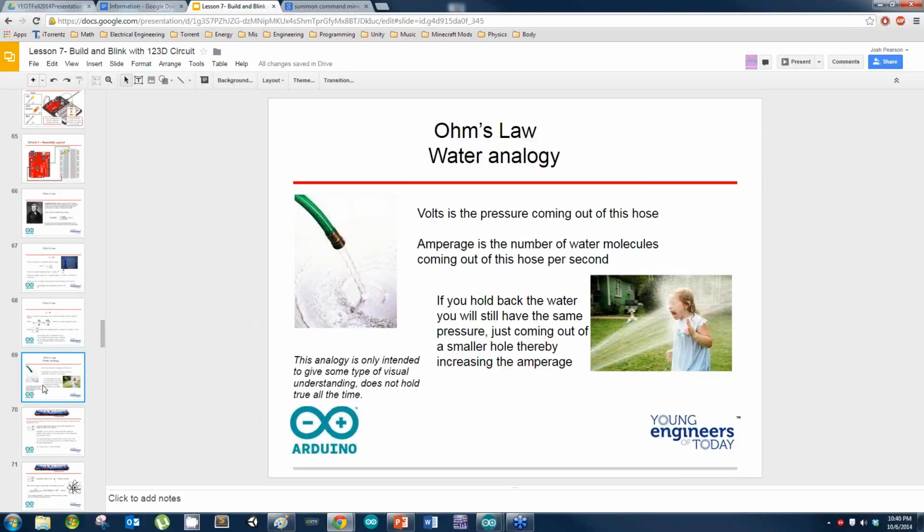So let me ask y'all this. Not in the case of this, but let's say this is an actual circuit and this is the voltage and this is the ampere, right? And let's say I put my thumb over the water hose here, or I put a resistance in the circuit. Let's just say I put a resistor in this circuit. Would I be increasing or decreasing the amperage?